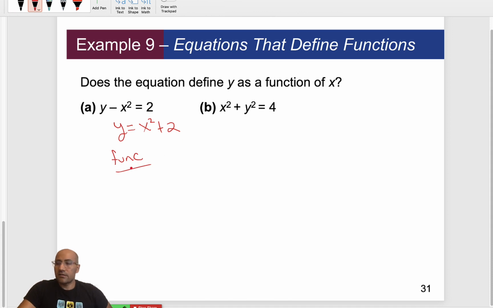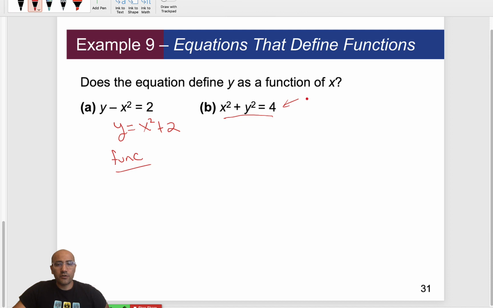Okay, so that's what this is going to be. And clearly this does form the graph of a function. It's a parabola. And on inspection of the equation, every input gets squared plus 2, every input gets a unique output. On the other hand, we've worked with these before.